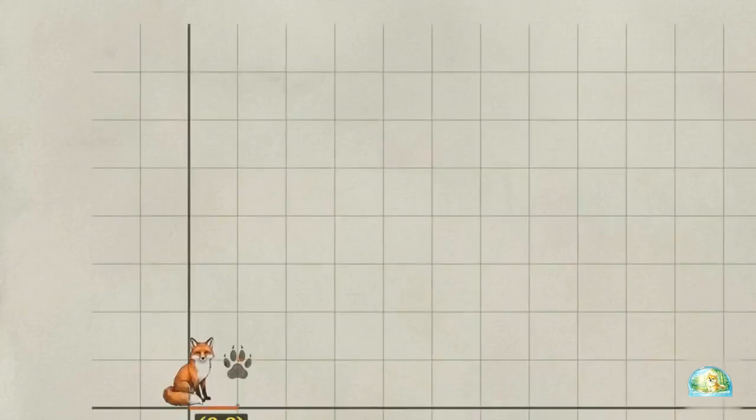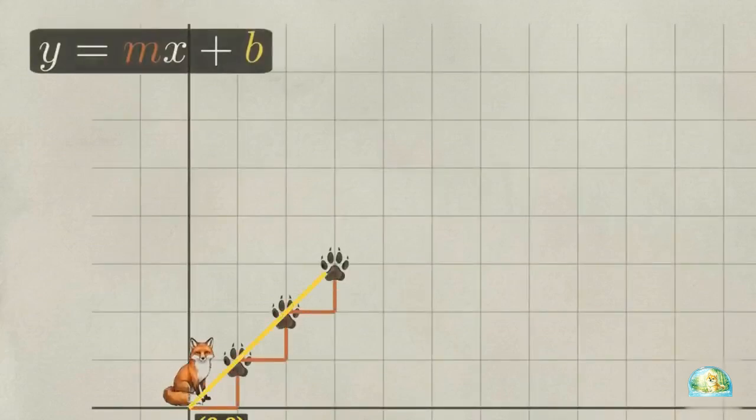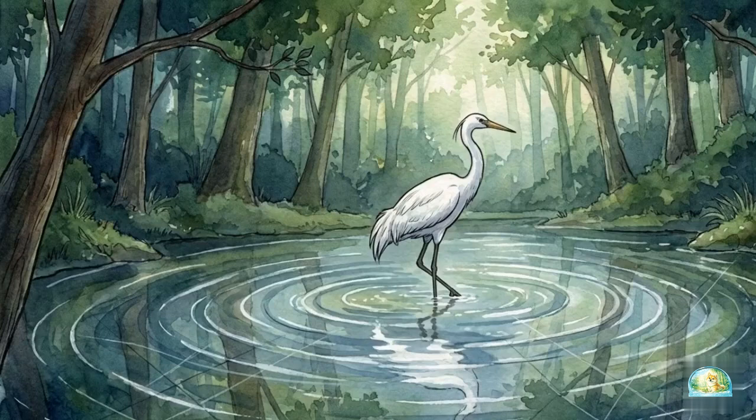Once you confirm a rate of change is constant, you can use the structure of a linear function to predict exactly where the next step will land. As you look at the patterns around you, ask yourself, is the rate of change constant here?